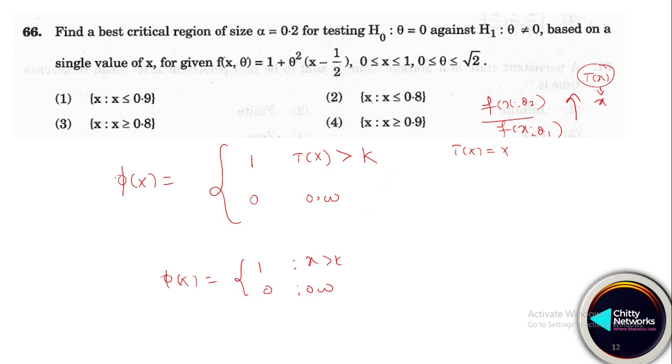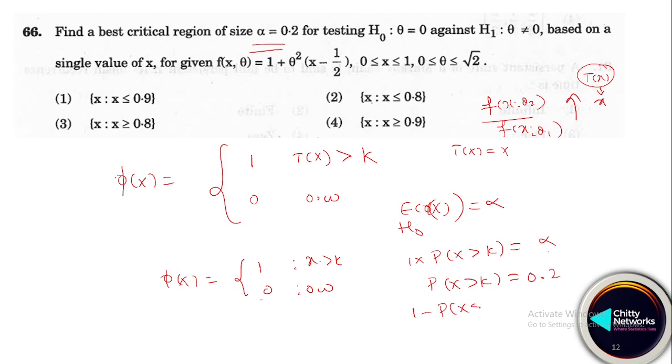They have given that the size of the test is 0.2. So expectation of pi of x under H naught is equal to alpha. Taking the expectation of this, expectation of pi of x is 1 into probability of x greater than k, which is equal to alpha, plus 0 into the other, that is 0. Probability of x greater than k is equal to alpha, given as 0.2. So that is 1 minus probability of x less than or equal to k is equal to 0.2.